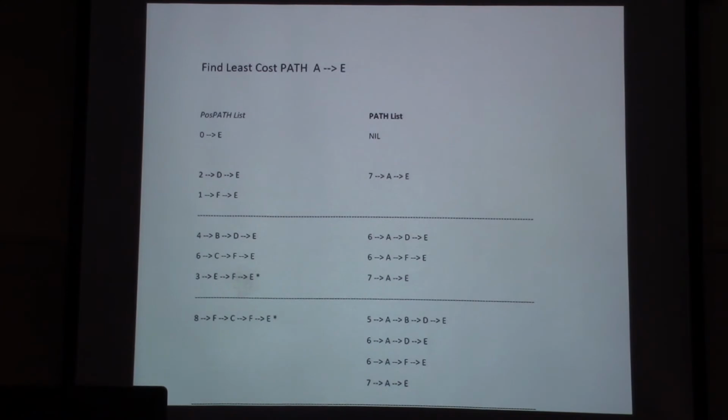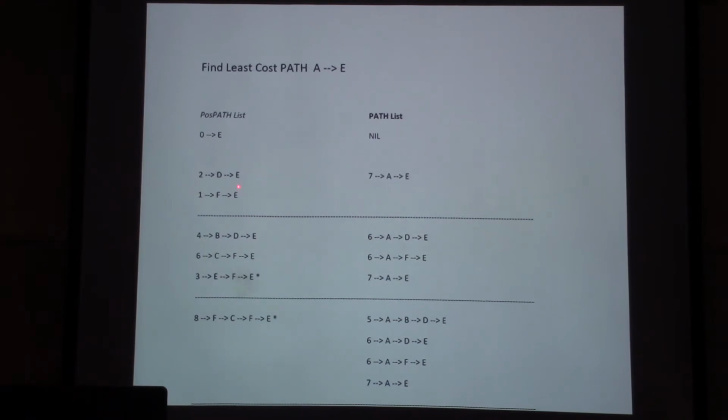This shows me that I have a path from D to E with a cost of 2. It's a potential path because it ends at E, but it doesn't start at A. F to E is a potential path because it ends at E, doesn't start at A, cost of 1. And then I also have A to E, but A to E has a cost of 7, and it is actually the starting vertex to the destination. So that one moves into the path list.